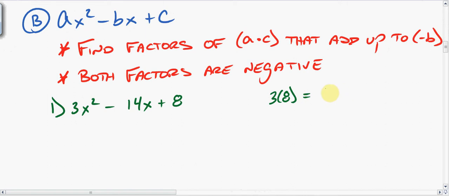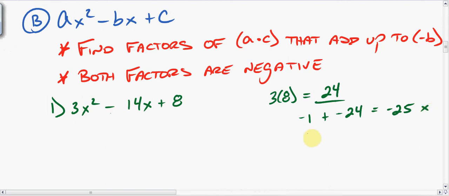3 times 8 gives us 24. So the factors of 24 that add up to negative 14. Start with 1. 1 goes into 24 24 times. We know both factors are negative, so negative 1 plus negative 24 is negative 25. Negative 25 is not negative 14, so those factors of negative 1 and negative 24 aren't helpful to us.